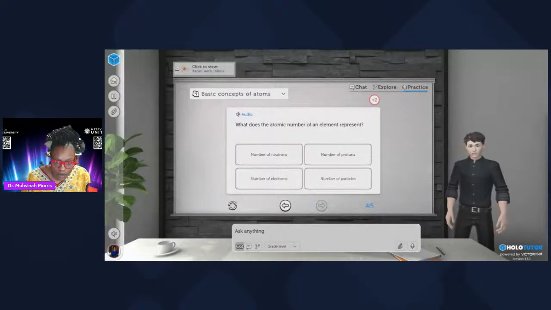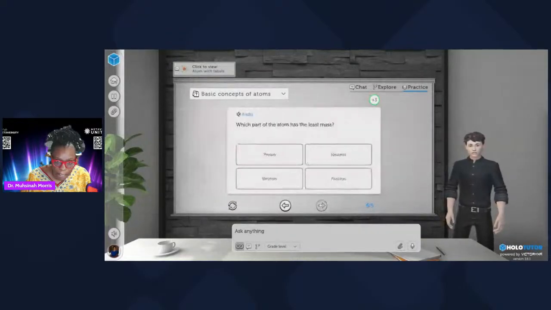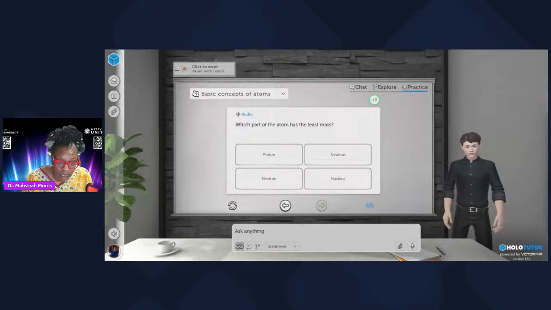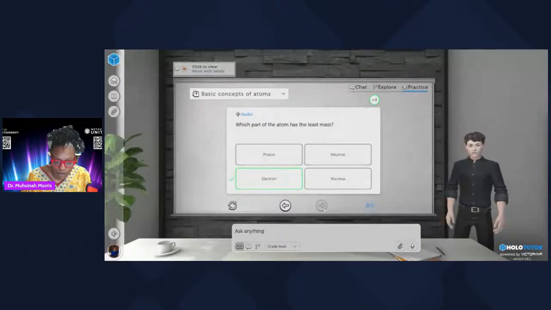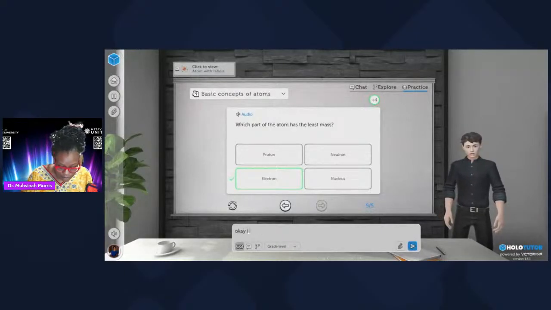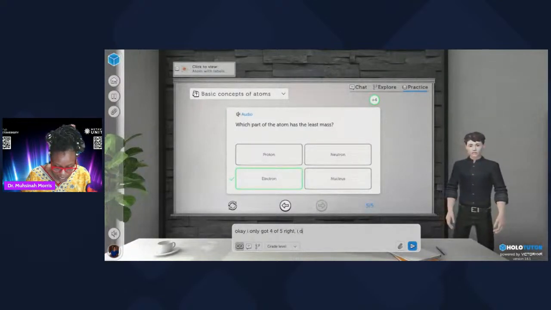Does the atomic number represent number of protons? And then which part of the atom has the least mass? Now, it didn't talk about this, so I'll be guessing, right? But electrons. So I got 4 out of the 5 right.